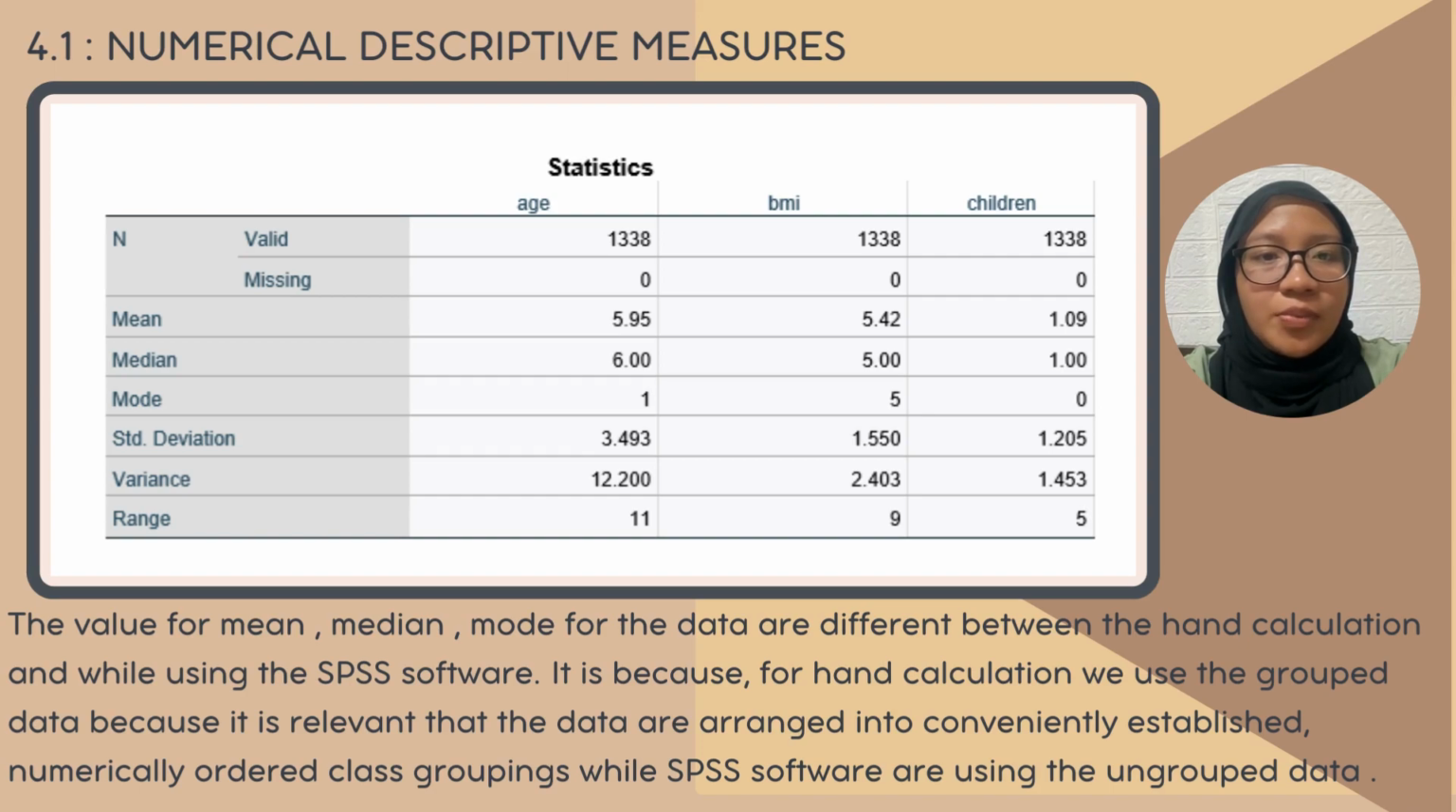The question is to use SPSS software and compare the data that we got with hand calculation. The values for mean, median, mode for the data are different between the hand calculation and the SPSS software. It is because for hand calculation, we use the grouped data, arranged into conveniently established, numerically ordered class groupings, while SPSS software uses the ungrouped data.